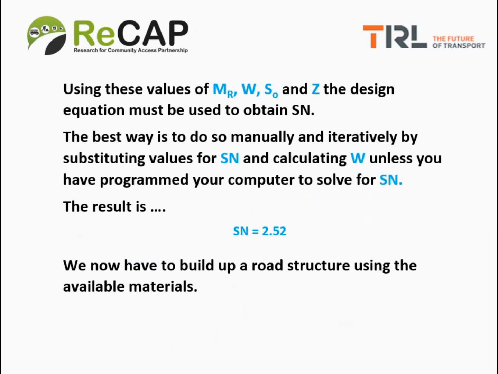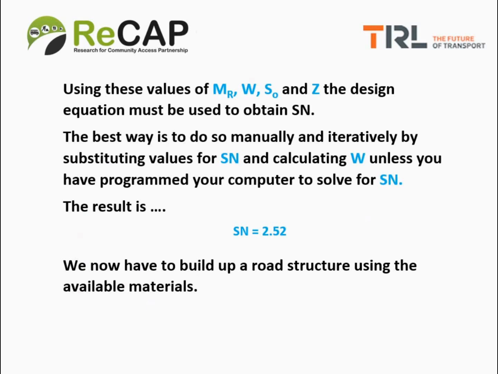We've got MR, we've got W, the traffic, we've got S0 and Z. And the best way to calculate the structural number is to use an iterative process, unless, of course, you programmed your computer to solve that equation for SN. But it's much easier to do it the other way around, have the equation telling you what W is equal to when you put these various numbers in, and plugging in structural numbers between 2 and 3, you'll quickly come to the result that to get a traffic of 4.5 million standard axles, you'll need a structural number of 2.52.